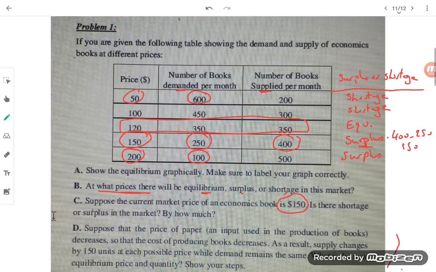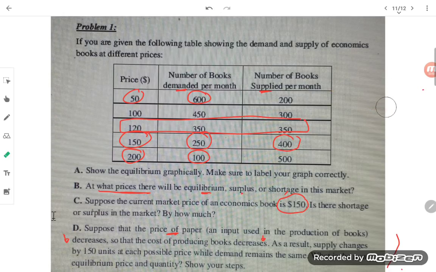Now suppose that the price of paper decreases. Paper is an input used in the production of books. Price of paper decreased, so this means that cost of production decreased. Cost of production is one of the factors that affect the supply. As cost of production decreased, supply will increase. Will increase by how much? Will increase by 150 at each price level.